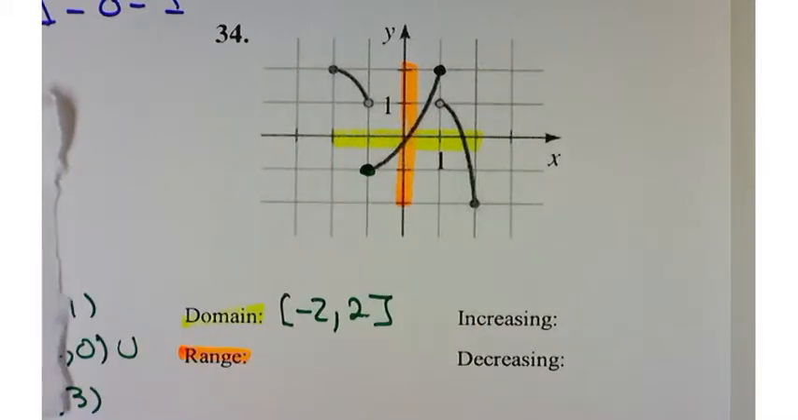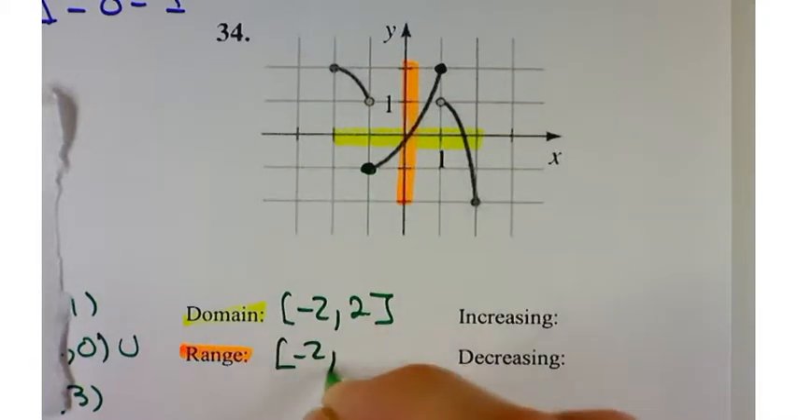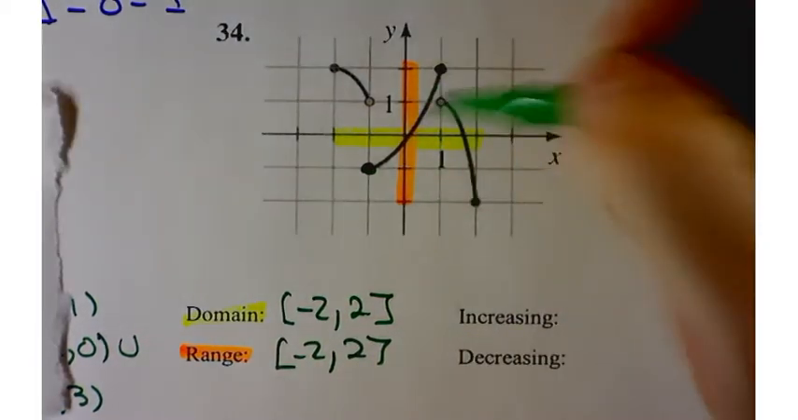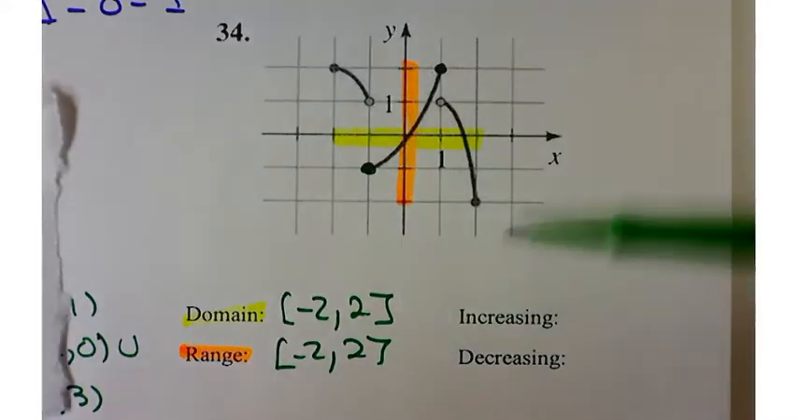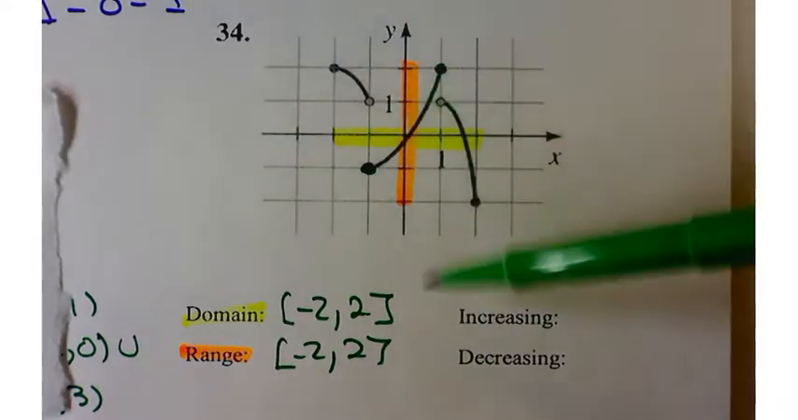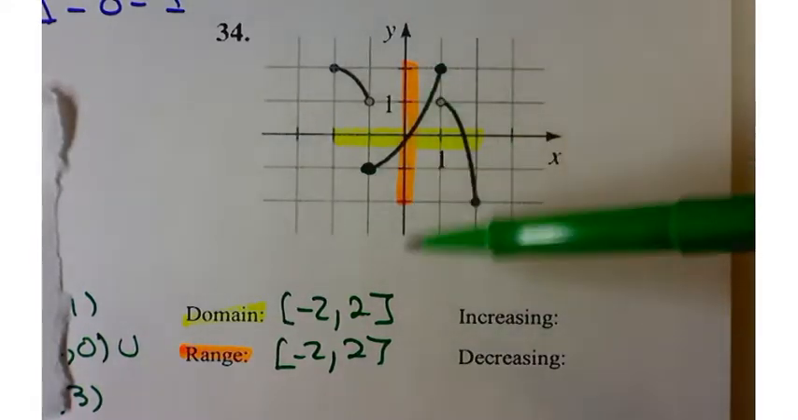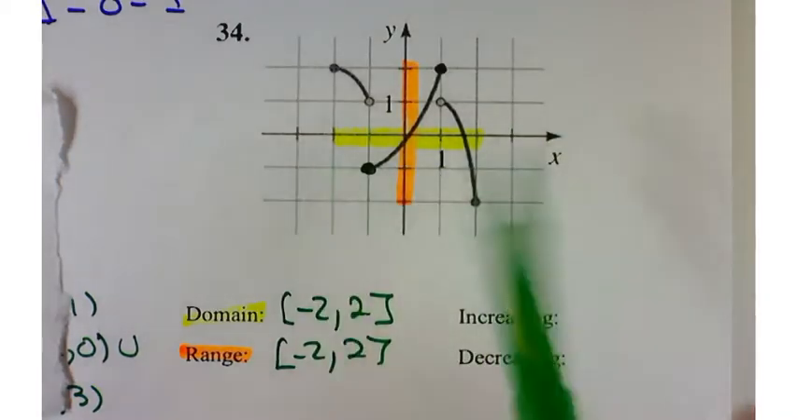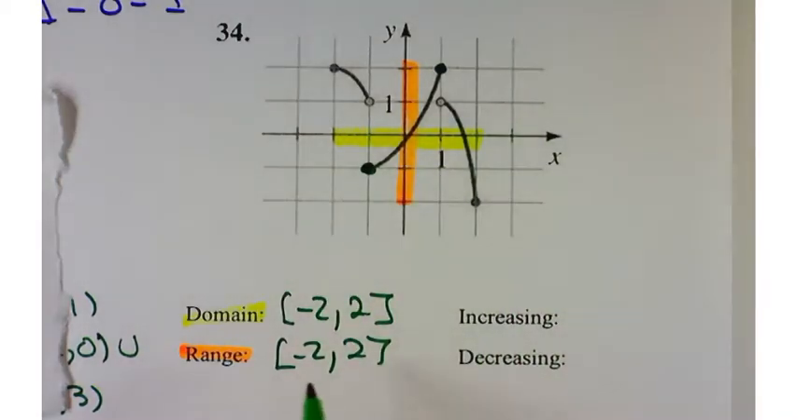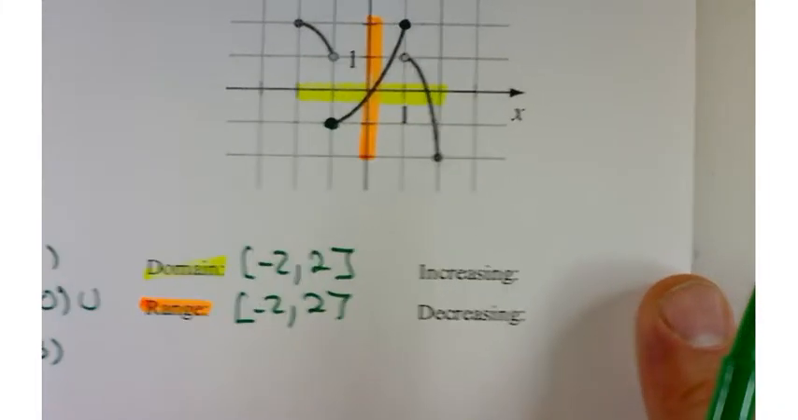Good. And let's see, who else? Tierney. Good. Same thing for the range. -2 to 2. All right. Good. And again, keep in mind you're answering in intervals. And please go from lowest to highest, left to right, or bottom to top when you're talking about domain and range. I get a little uncomfortable with 2 to -2. So let's avoid that issue by getting it right.